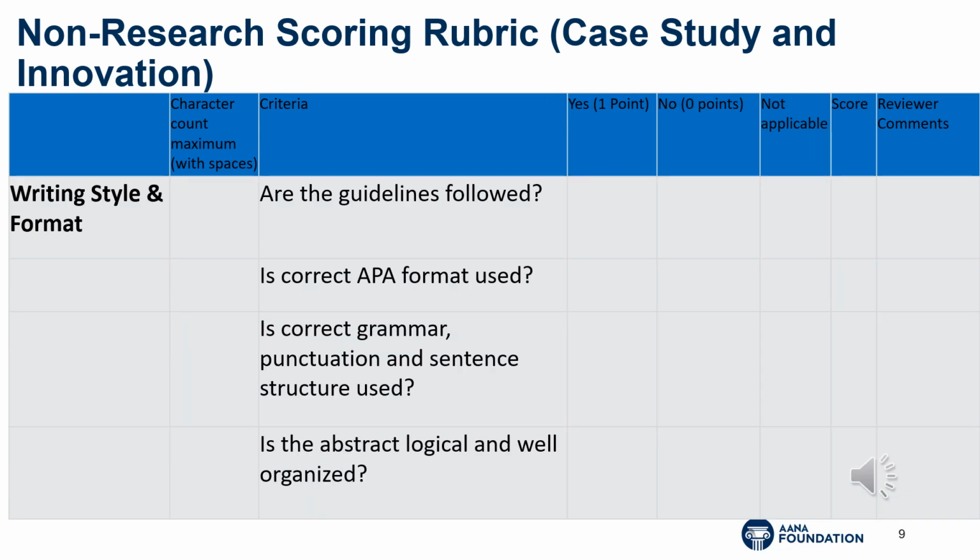This section of the rubric is the writing style and format section, and this is just what the reviewers will score. The first criteria is, are the guidelines followed? The second is correct APA format used. The third is correct grammar, punctuation, and sentence structure used. And then finally, is the abstract logical and well organized? And again, the scoring will be the same.